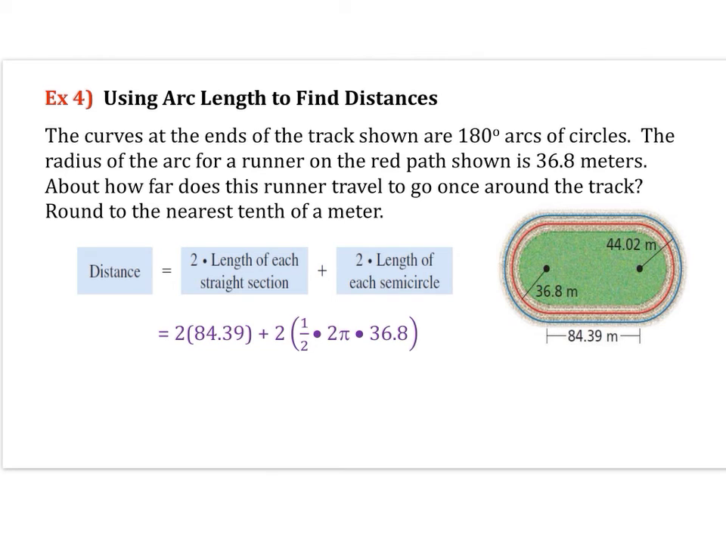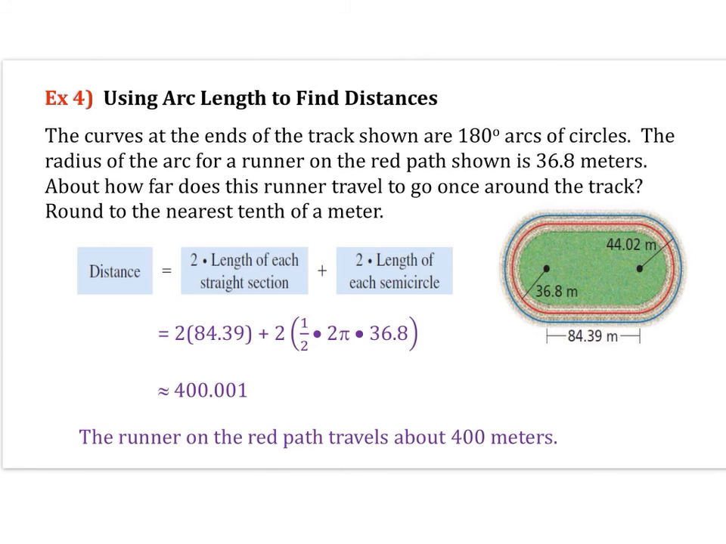So we have 1/2 times 2 pi times 36.8 being our radius, so 2 half circumferences, and the half and the 2 are going to multiply to be 1, so you end up with 36.8 pi times 2. And that all simplifies to approximately 400.001. So the runner on the red path travels about 400 meters.